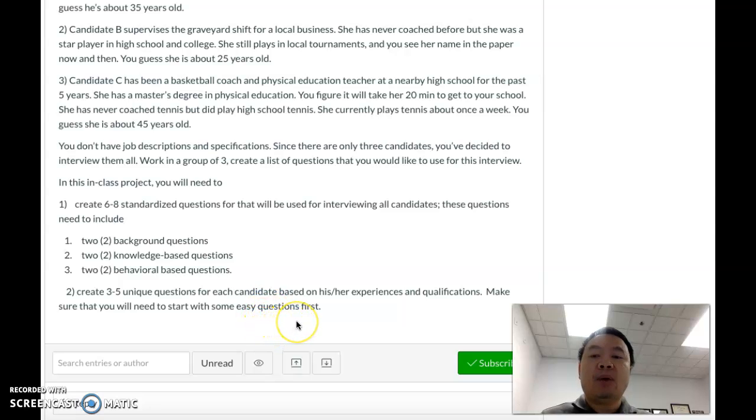At the same time, I want you to create 3 to 5 unique questions for each of the candidates based on their experience and qualification. I'll give you a little background for each of the candidates. They will have very, very different backgrounds, so you possibly want to know more about this. These 3 to 5 questions you create for each candidate will help you understand a little bit more about them.